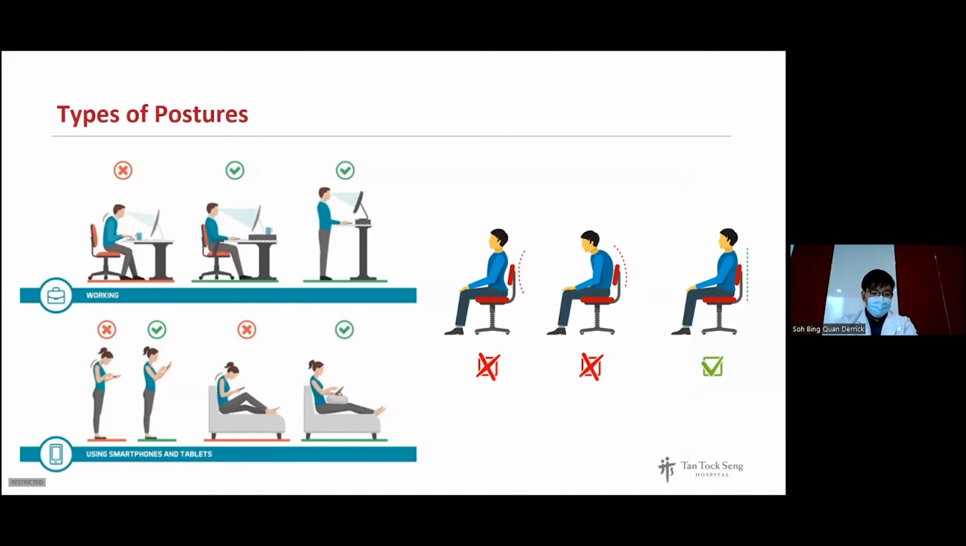So for smartphones and tablets, later I'll show you another picture for a proper smartphone and tablet posture. And for sitting, just now I mentioned, your butt needs to touch all the way back to the backrest of the chair. Okay, so support, then lean onto the chair. So you can see in the first two pictures, the back is not supported by the backrest. That's why you put a lot of pressure onto your back. And after that, you also have neck pain, you also have back pain.